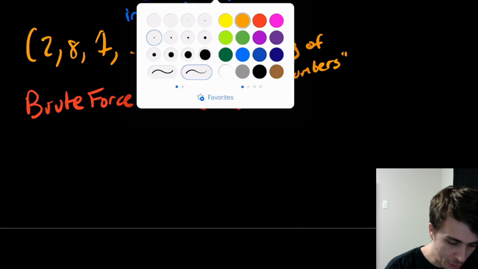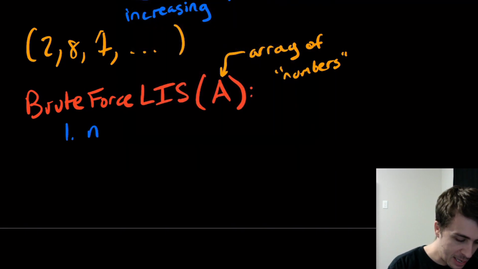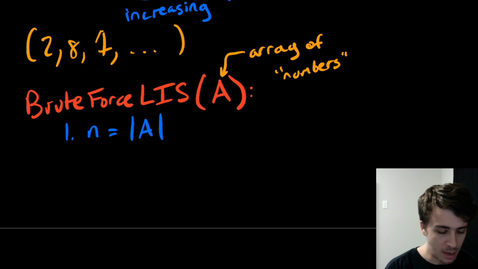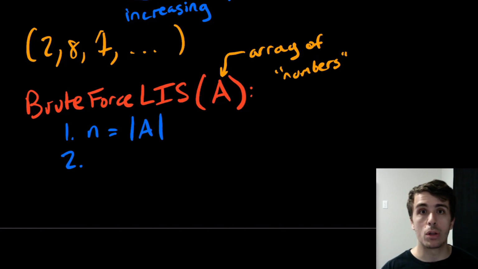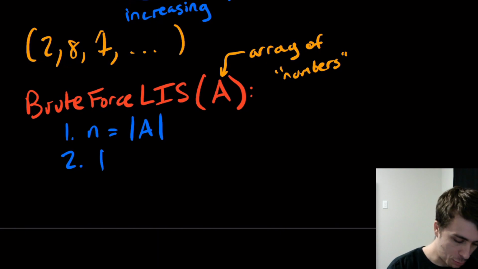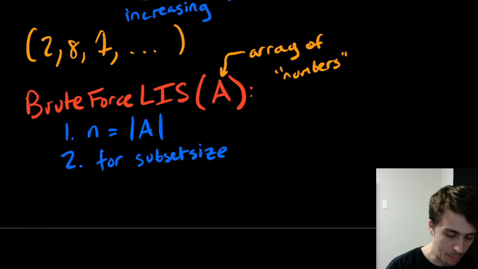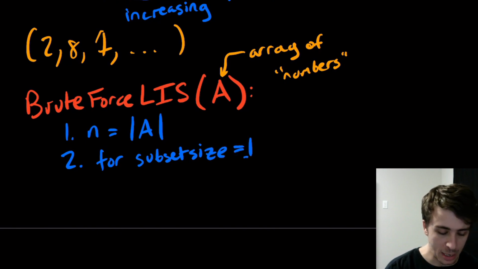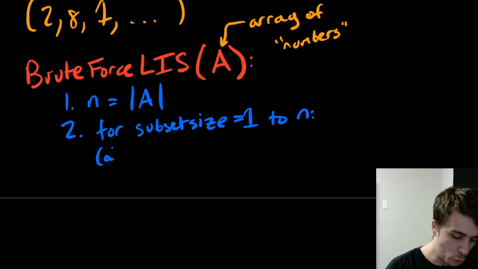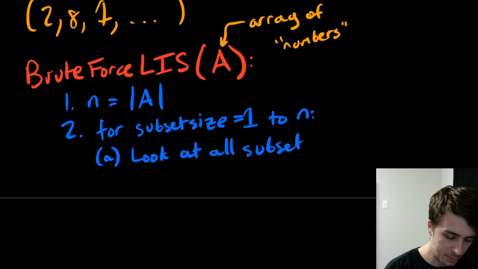If it is, we'll keep track of what the largest one is. Here's how we'll do this. Let n be the size of A, the number of elements in A. Then we'll look at all subsets from 1 up until n. So for subset size, a variable I'm going to call subset size, starting at 1 and going all the way to n, the size of A, we'll look at all subsets of A of size subset size.